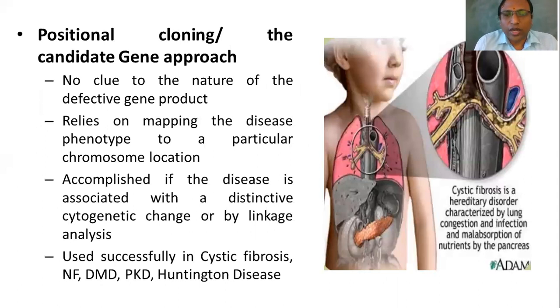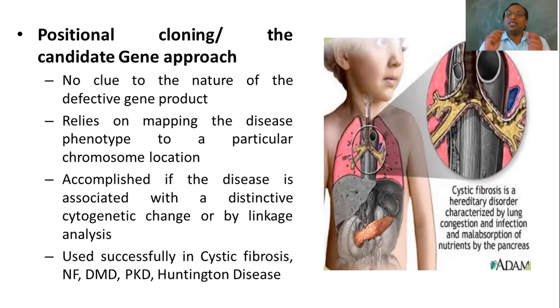So the second is positional cloning, or the candidate gene approach, as it is called. In this, we have no clue to the nature of the defective gene product. So we don't know from the normal thing that any defective genes are present, but it relies on mapping the disease phenotype to a particular chromosome location, accomplished when the disease is associated with a distinctive cytogenetic change or a linkage analysis.